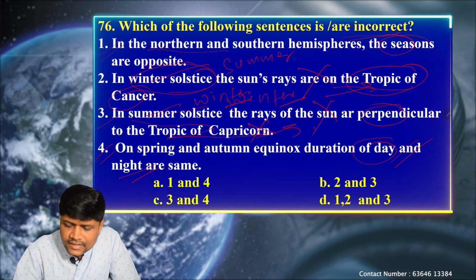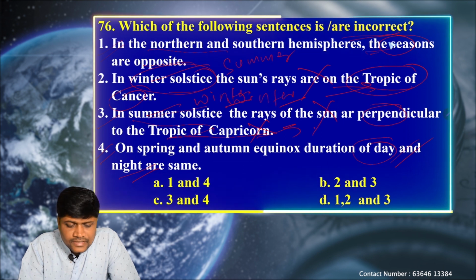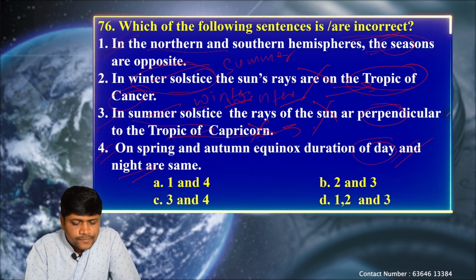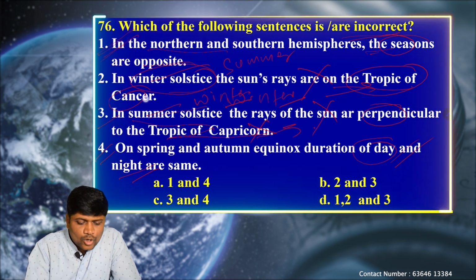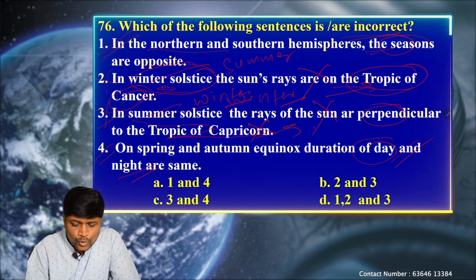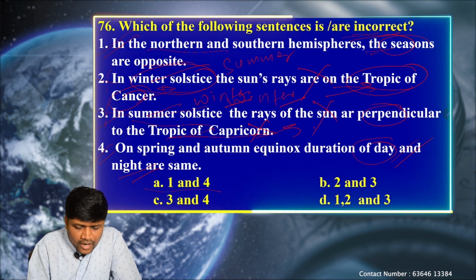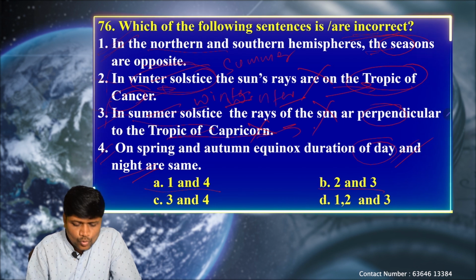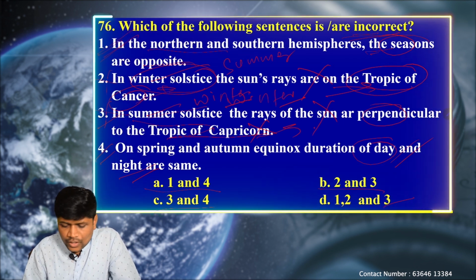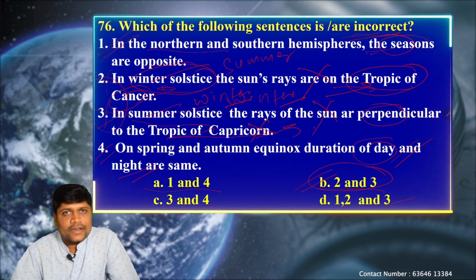So here the question is demanding the incorrect statement. So first statement is correct. The seasons are opposite in both the hemispheres. In winter solstice, sun rays at Tropic of Cancer. No, it is a summer solstice, and this statement is also wrong. So 2, 3 are wrong. So for the incorrect statements, options we have A, 1 and 4, B, 2 and 3, C, 3 and 4, and D, 1, 2 and 3. So only 2 and 3 statements are wrong. That means B option is correct.